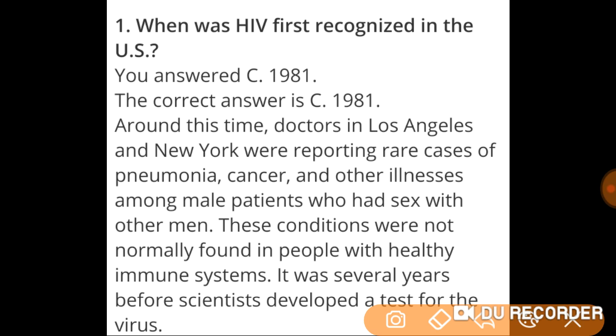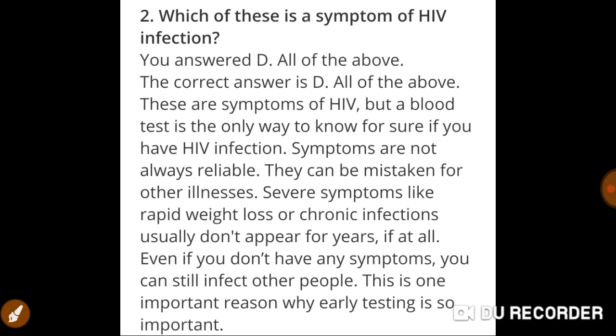When was HIV first recognized in the US? In 1981. Around the time doctors in Los Angeles and New York were reporting rare cases of pneumonia, cancer, and other illnesses among male patients who had sex with other men. These conditions were not normally found in people with healthy immune systems. It was several years before scientists developed a test for the virus.